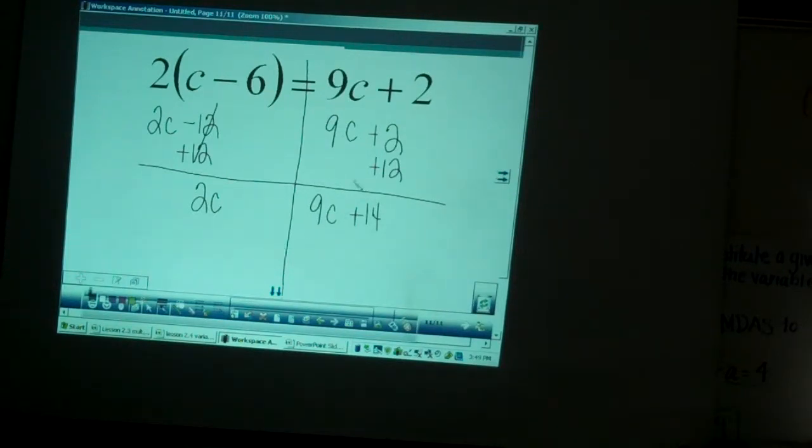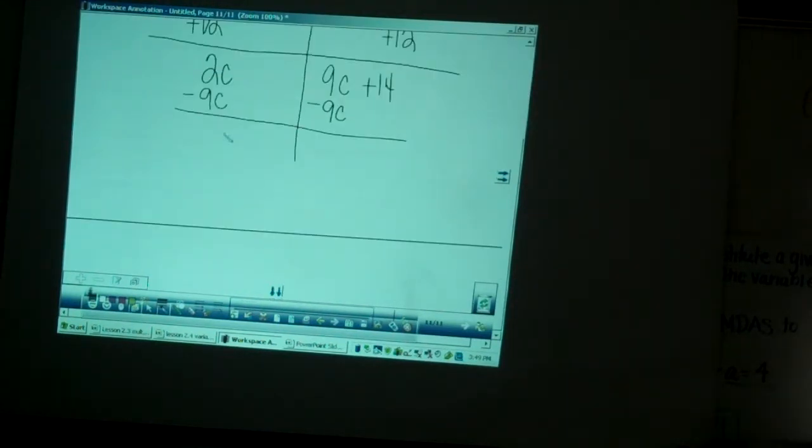Well, now over here I have a variable and a constant. So I need to move the variable across the border. So I have 2c minus 9c. 2c minus 9c is negative 7c. 9 minus 9 cancels here. So I'm left with 14.